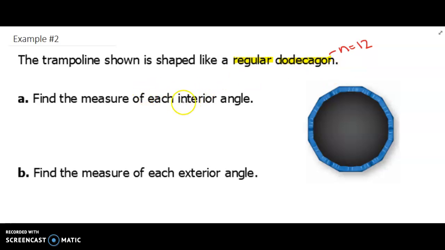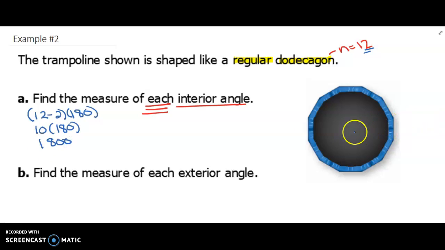So the first thing we want to do is find the measure of each interior angle. It doesn't say the sum of all the interior angles, it says each interior angle. Now in order to do this, I first have to find the sum of all the interior angles. So remember, n minus 2 times 180, our n is 12. So 12 minus 2 times 180. Well, 12 minus 2 is 10, times 180 is 1800.